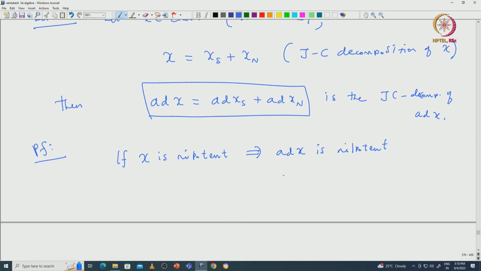The way we proved it, you can write ad x of y equal to xy minus yx, which is just the difference between two maps, left multiplication and right multiplication. So, for y, this is L x of y minus R x of y. Since L x and R x commute and both are nilpotent, the difference of these two operators should be nilpotent. That implies that ad x is nilpotent, that is how we prove it.